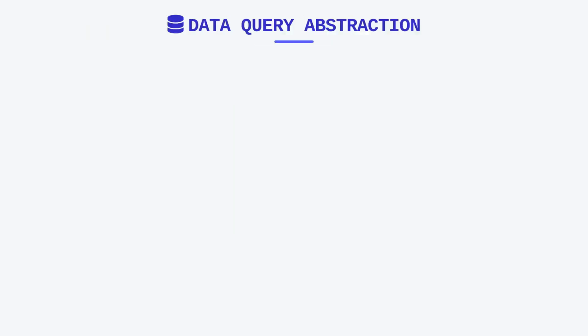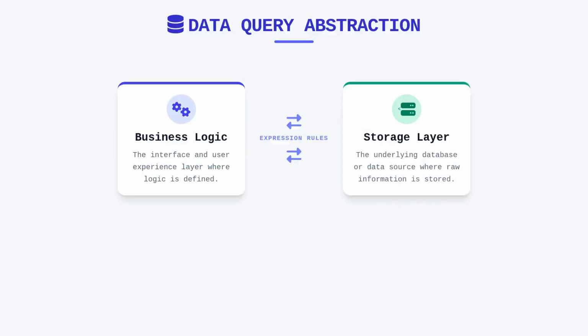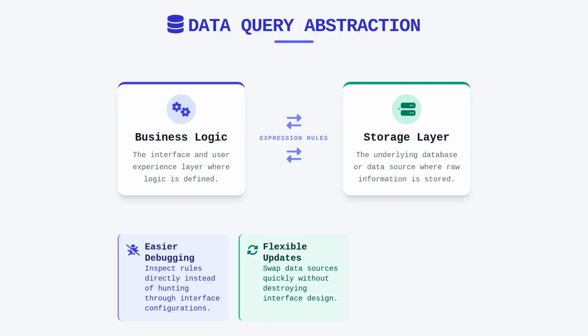Think of these queries as the specialized interfaces between your business logic and the underlying storage layer. By formalizing these data requests into expression rules, you create a layer of abstraction that makes your application easier to debug and test. When you see a data display behaving oddly, you can inspect the expression rule that powers it, rather than hunting through the interface configuration itself. This separation of concerns is a core tenet of professional Appian development. It enables you to quickly swap or update data sources without tearing apart your interface design.